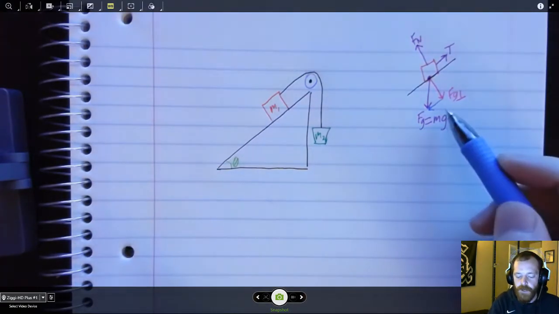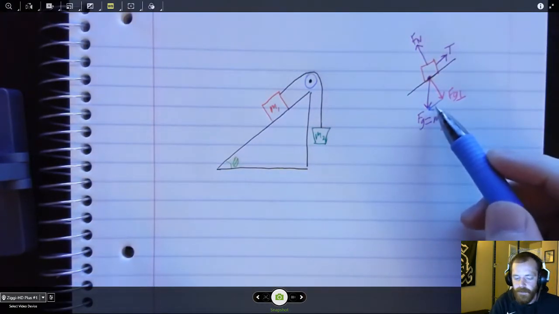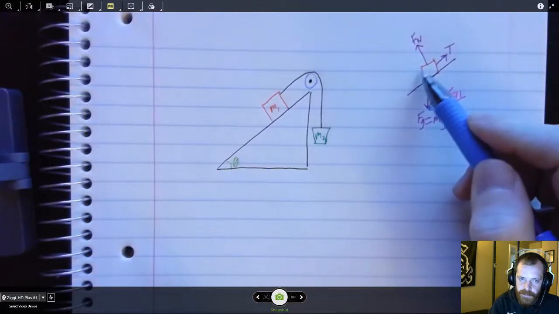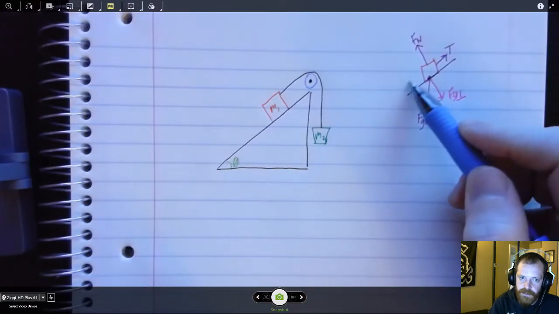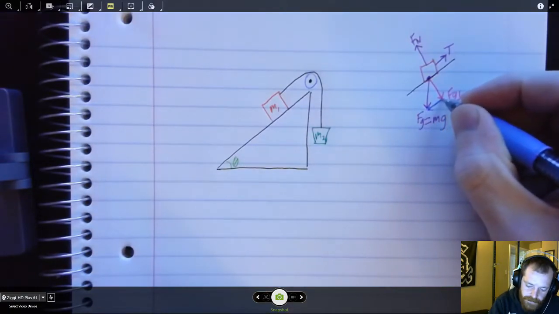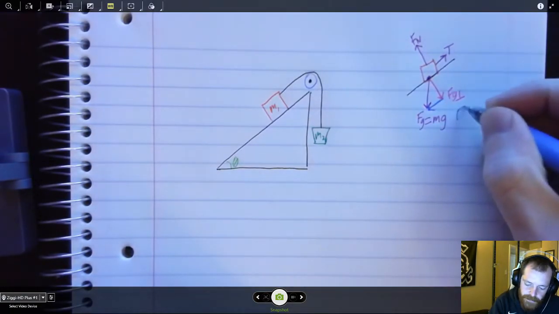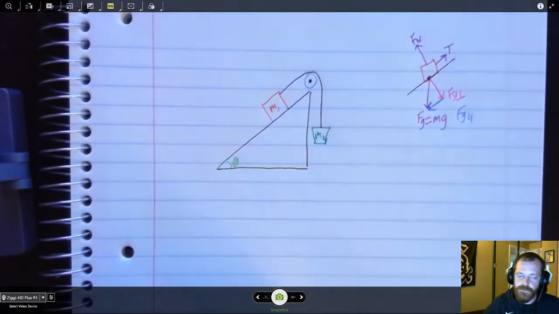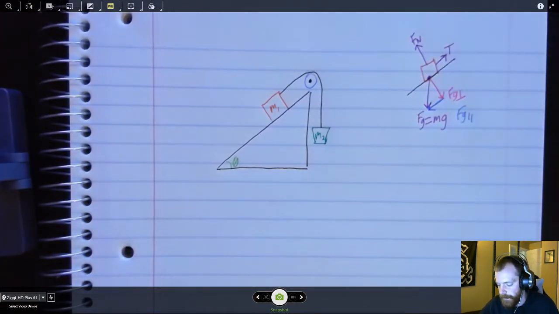And we have Fg parallel. Now I'm drawing it down here, but really what it's doing is pulling the box down the incline this way. So this blue line here, we'll call that Fg parallel, and I'm going to draw two parallel lines to indicate that.